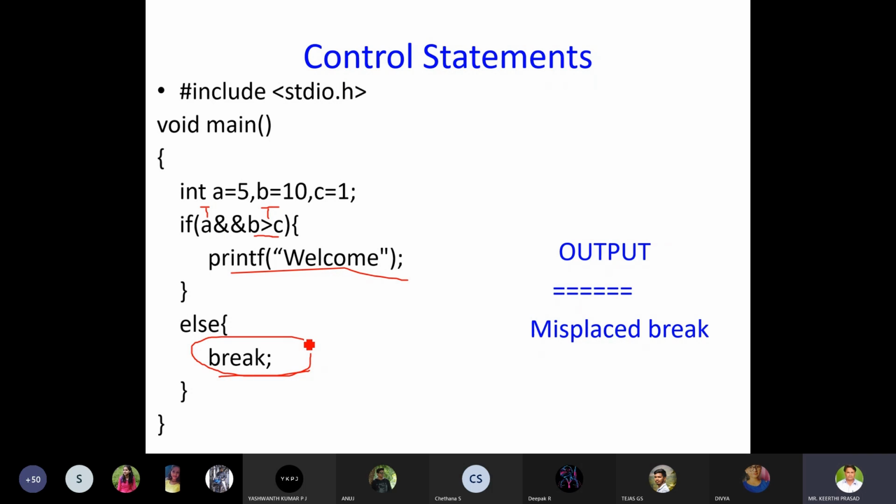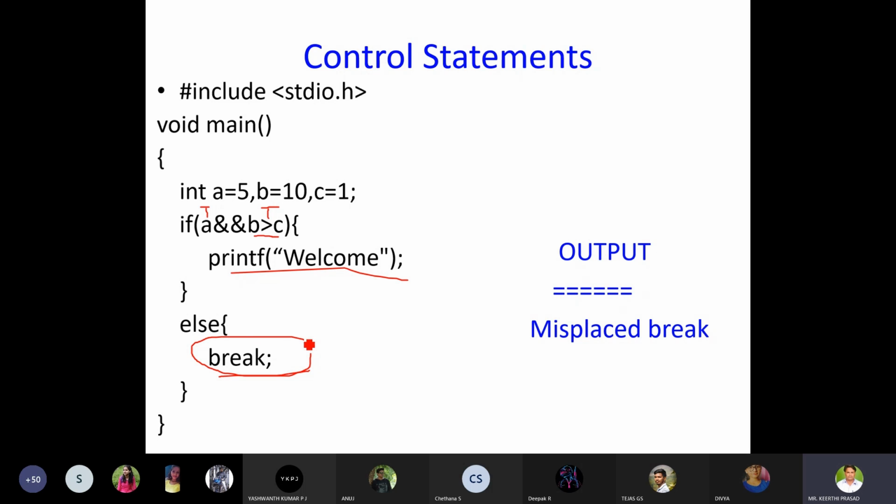Am I clear? According to the keyword break, it can be used in a looping statement or in a switch case. Only in those two places it can be used. In this code, we do not have any switch statement or even a loop. Hence, the compiler will throw an error saying misplaced break.